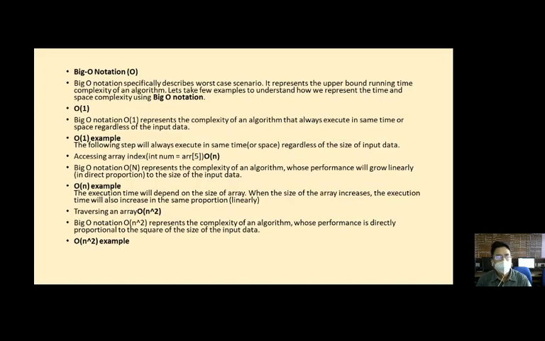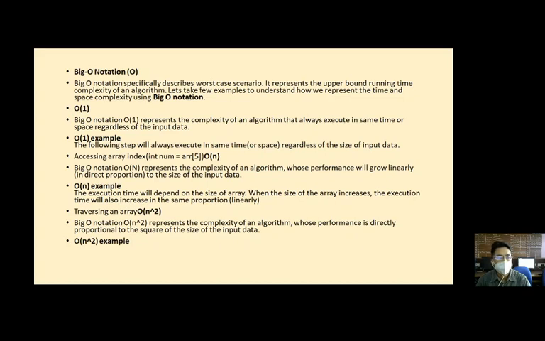Now we shall discuss each of these one by one, starting with the big O notation. Big O notation specifically describes the worst case scenario. It represents the upper bound running time complexity of an algorithm. For example, O(1). Here O(1) represents the complexity of an algorithm that executes in the same time or space regardless of the input. Here 1 is a constant number.